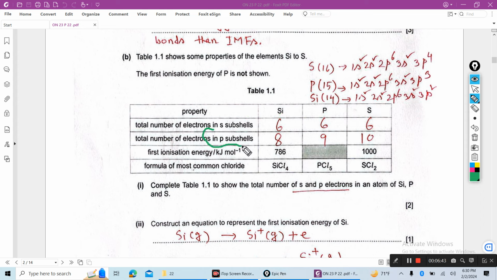Now the number of electrons in the P subshell. At first silicon: 2p6, 6 electrons, 3p2, 6 plus 2, 8 electrons. Then phosphorus: 2p6, 6 electrons, 3p3, 6 plus 3, total 9 electrons. Here 9 electrons in the P subshell. Then sulfur: 2p6, 6 electrons, 3p4, 6 plus 4, 10 electrons. These are the P subshell and S subshell electrons for silicon, phosphorus and sulfur.